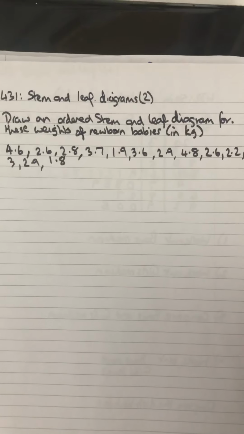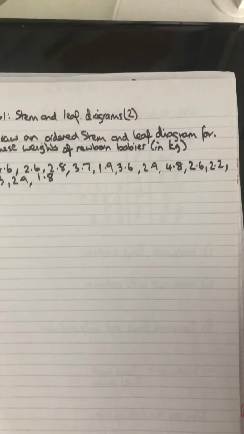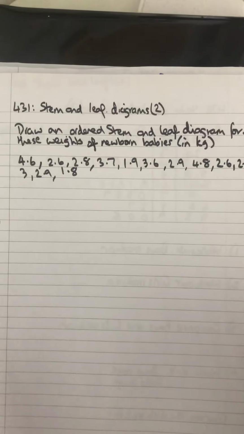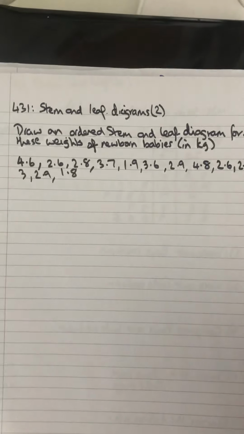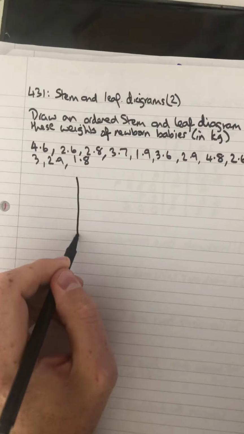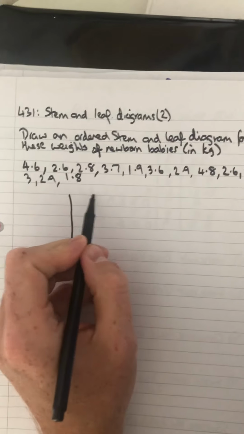Clip 431, stem and leaf diagrams. Okay, so you've got to draw an ordered stem and leaf diagram for these weights of newborn babies. I've got decimals, but you may have whole numbers. You've got to decide what the stem is going to be. Remember, that's the stem, and then you're going to have the leaves here.